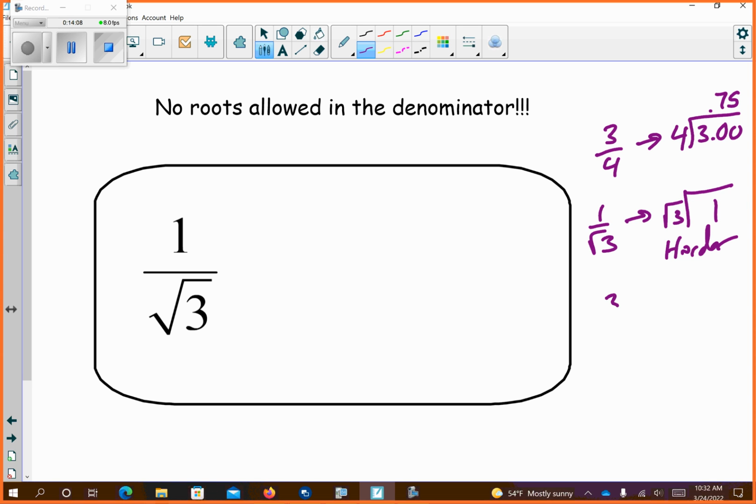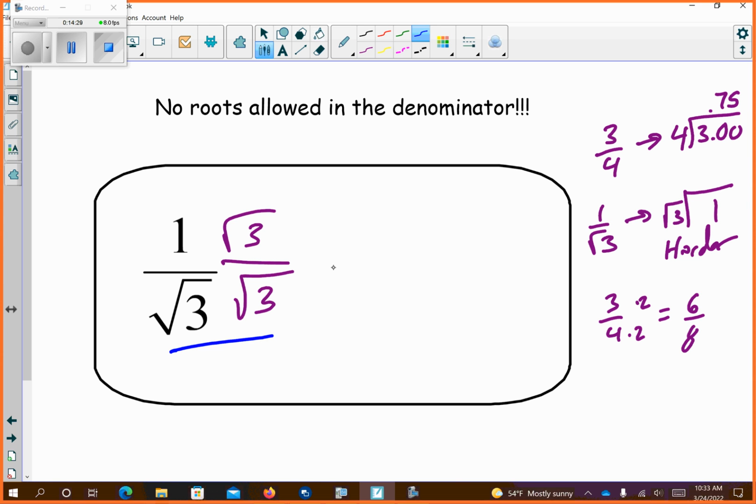Meaning, if I had 3 over 4, and I multiplied the bottom by 2 and the top by 2, I'd get 6 over 8. 6 over 8 is just the non-reduced version of 3 over 4. Agree? So on this one, what I'm going to do is I'm going to go square root 3 on bottom times square root 3 on top. Okay? So let's do the bottom real quick.